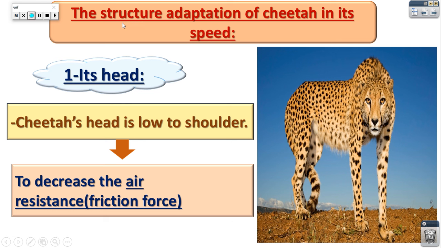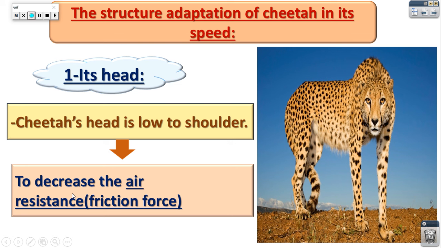Let's learn the structural adaptations of the cheetah in its speed, or what are the structural adaptations that make this animal the fastest animal on the land. Let's start with its head. The cheetah's head is low to the shoulder. As you can see in this picture, it puts its head between its two shoulders. Why? To decrease the air resistance, or the friction force. What is the meaning of that?